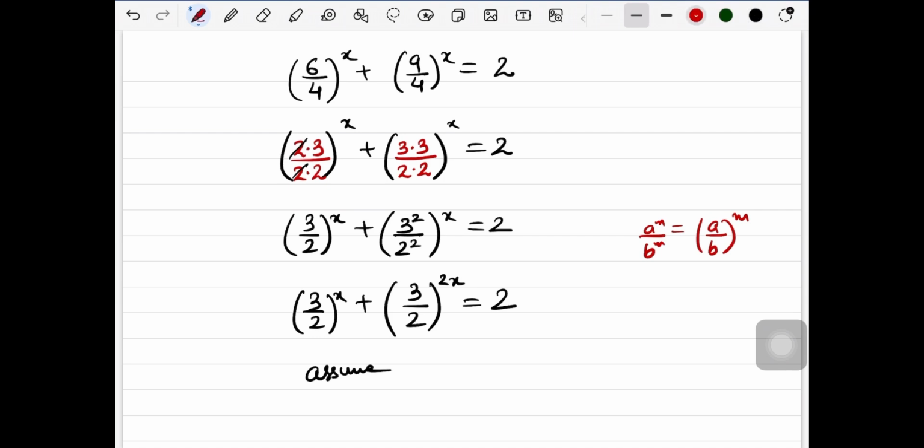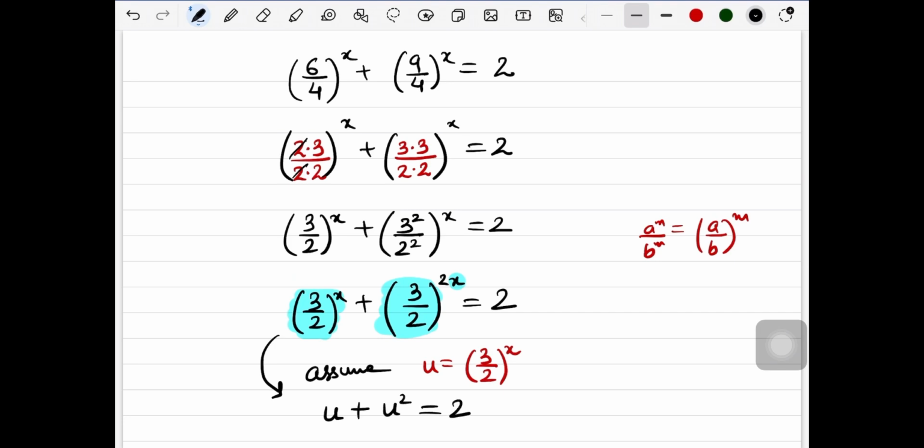So what we can do here is assume u equals 3 by 2 to the power x. When we put 3 by 2 to the power x as u, in place of this term we will write u, and in place of this term we will write u with power 2. Okay, so don't get confused by that. So when we write this step now, this will become u plus u square equals 2.